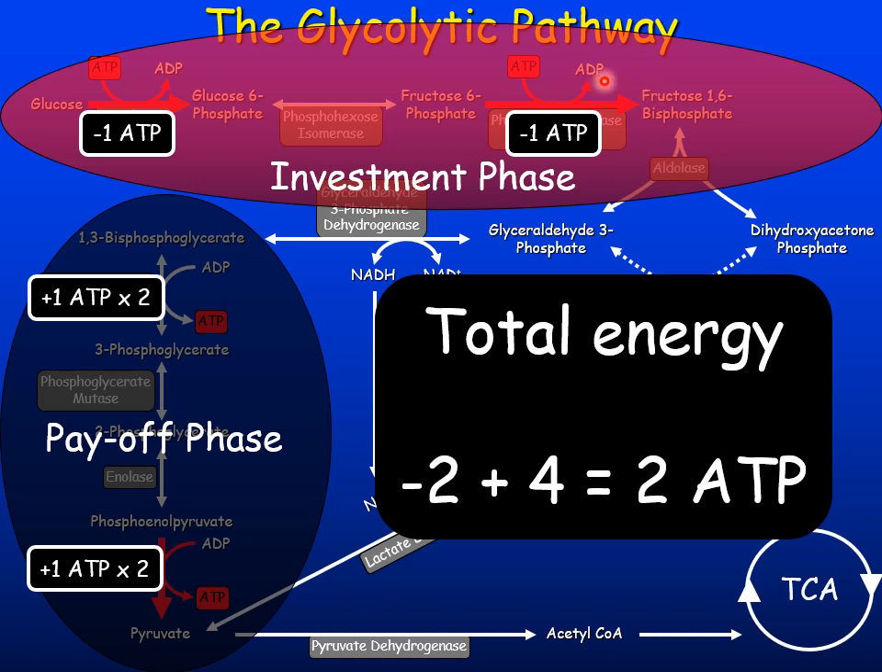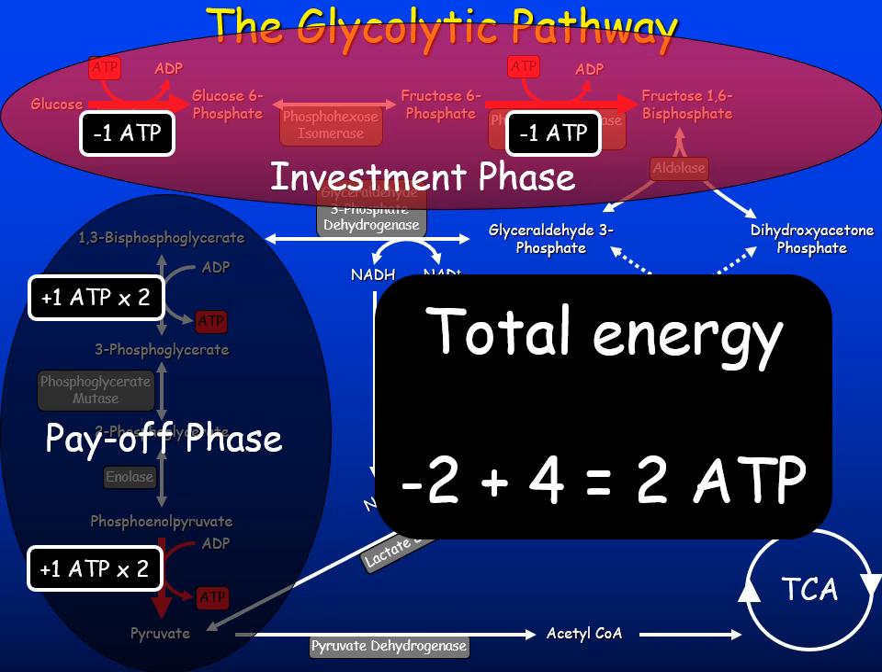Now, in terms of the energy yield, there are effectively 2 phases involved. The first is like an investment phase that occurs up here. This actually costs energy in the form of 1 ATP when we initially phosphorylate glucose and then again phosphorylate fructose 6-phosphate. And if you have a look at the names of the enzymes that catalyze these 2 steps, you'll see that they're both kinases. Remember, that's one of the enzymes that I introduced earlier. But the main message here is that we invest 2 ATP to process glucose through this first investment phase.